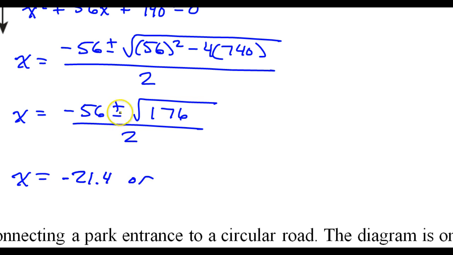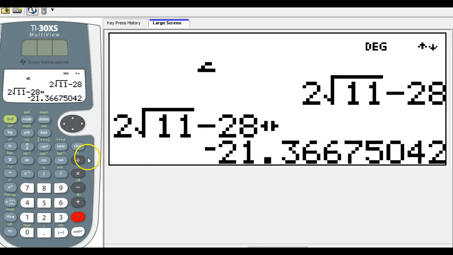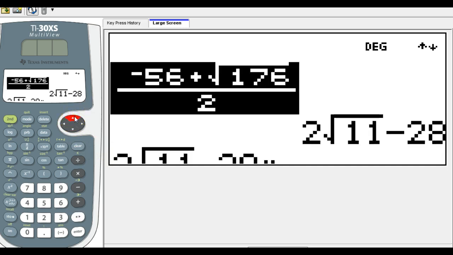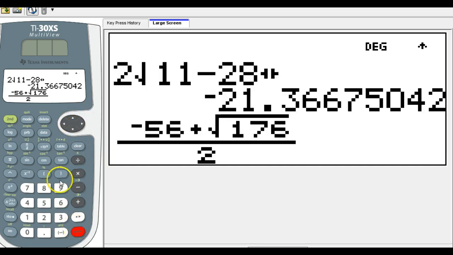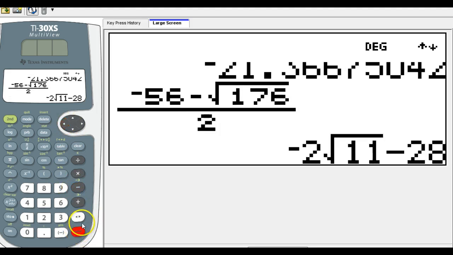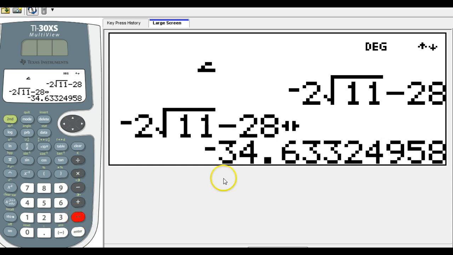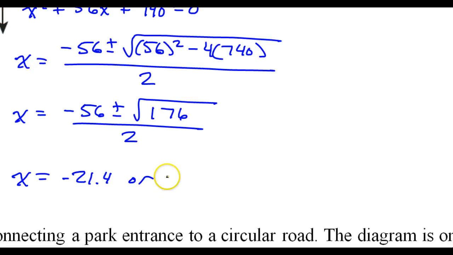Now I'm going to type it in again with a negative. I'm going to go back to what I typed in before real quick. Hit enter. That leaves it editable. And I can just switch it to a minus. So I get this, I toggle it, so that's negative 34.6. Okay, so these are my two x values.